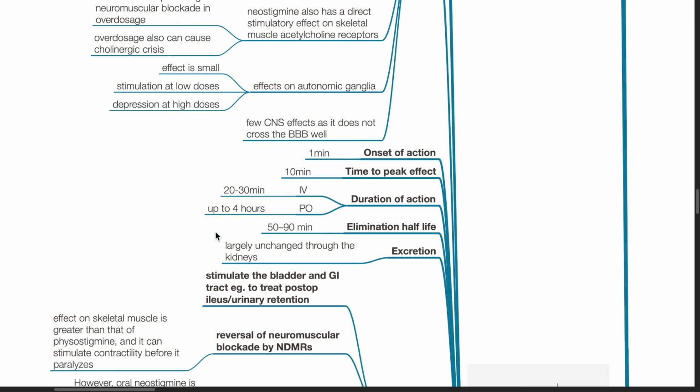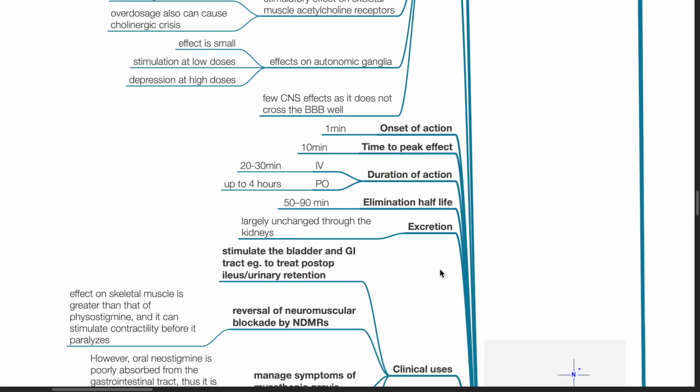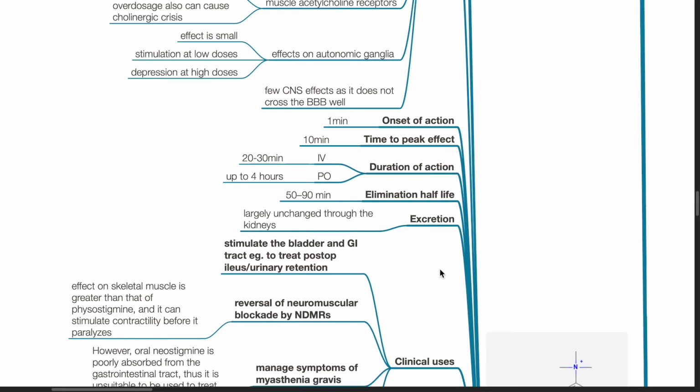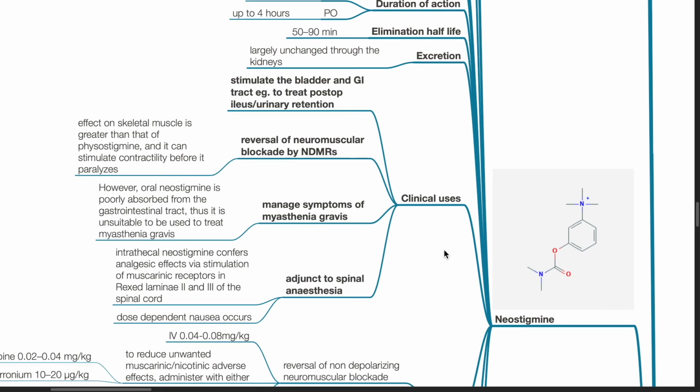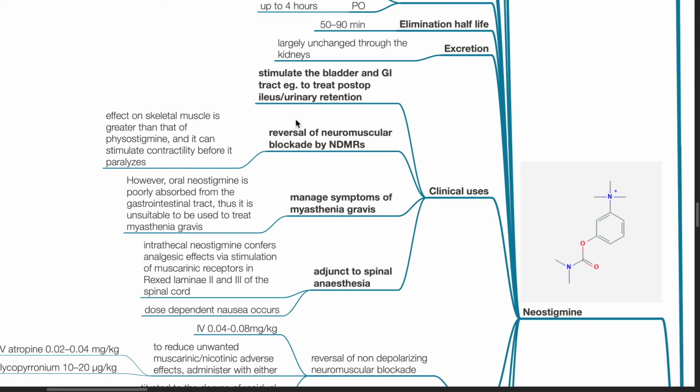Elimination half-life is 50 to 90 minutes. Neostigmine is largely excreted unchanged through the kidneys. Clinical uses of neostigmine include to stimulate the bladder and the GI tract, such as to treat post-operative ileus and urinary retention, and reversal of neuromuscular blockade by non-depolarizing muscle relaxants.